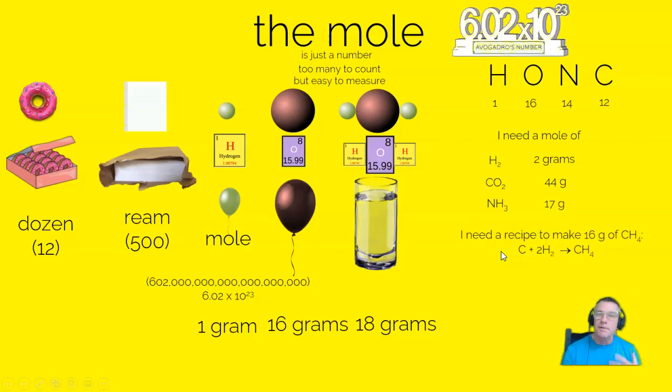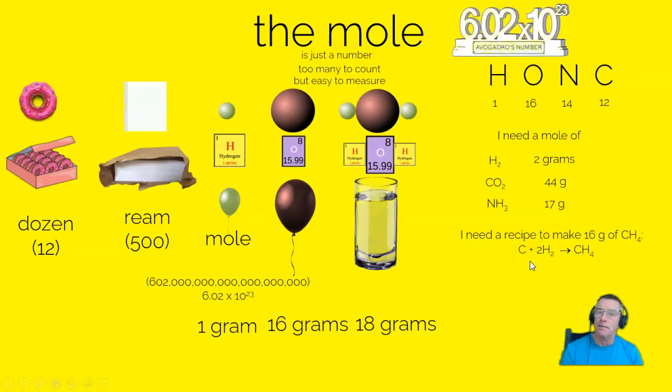Finally, we can use this for chemical recipes, and this is where the power of the mole really comes in. I need a recipe to make 16 grams of methane. Now, I purposely chose 16 grams because that happens to be a mole of methane. Carbon at 12, 4 hydrogens, 1 each, 16 grams. So, how am I going to do it? Well, I need one of these, and I need 4 hydrogen atoms.